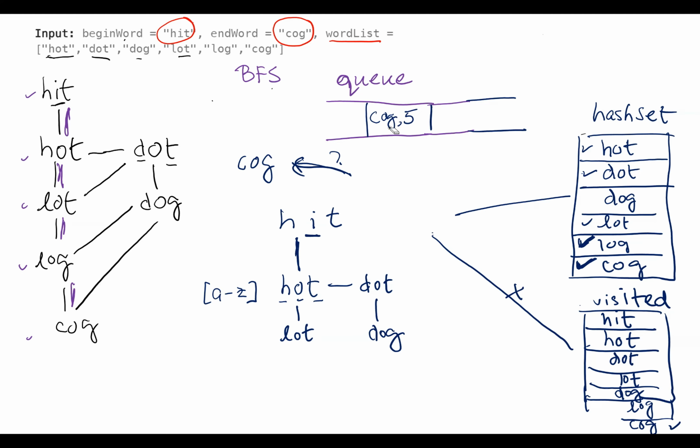The only thing remaining now is cog. So I take cog out. I check if cog is equals to cog. Yes, right? If that is the case, what I do is I just return this as my result. Okay, so there goes my problem description, explanation of the problem.